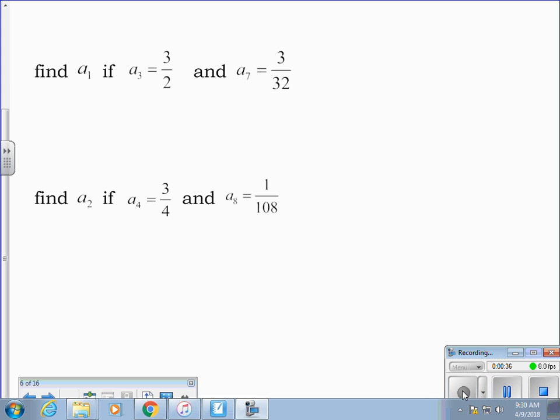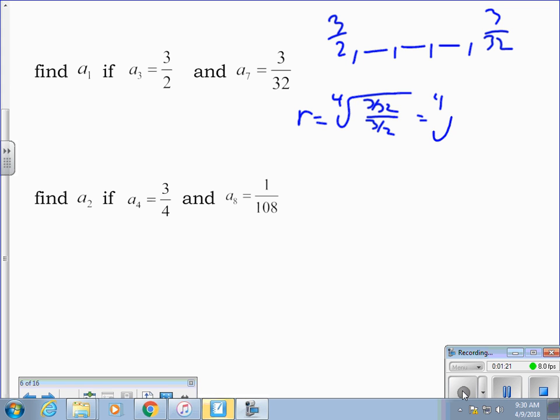So once again, we're going to set it up as if we were looking for the arithmetic means and finding the R for that reason. So I have 3 halves. That's the third term, fourth term, fifth term, sixth term, and the seventh term is 3 over 32. And once again, you need your calculators for this. This is a very heavy calculator chapter. So to find R, I have 1, 2, 3. I take the fourth root of 3 over 32 divided by 3 over 2, which actually is the fourth root of 1/16. Is that right? Yeah. So you get 1/16, which will be 1/2. That's what your R ends up being on this one.